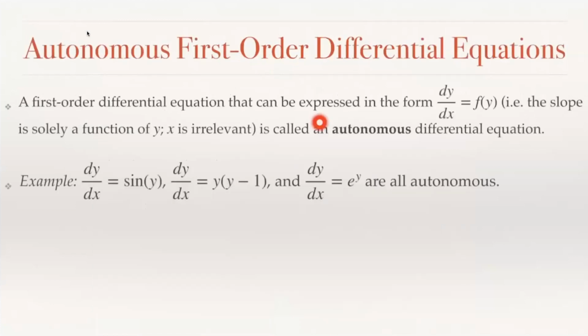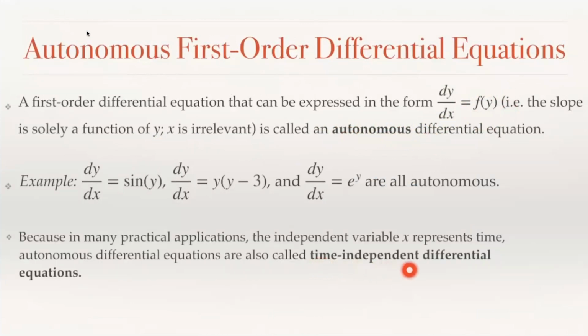Now, a first-order differential equation that can be expressed in the form dy/dx equals f of y, i.e. the slope field is solely a function of y, x is irrelevant, is called an autonomous differential equation. These are also called time-independent differential equations, because often that independent variable will be time. We want to model the behavior of the system as a function of time. So if there is no time that goes into what the slope is, then it's time independent. The rate of change of the system only sees the current state of the system. That's what f of y would be. It's only a function of the current state of the system, not the time.